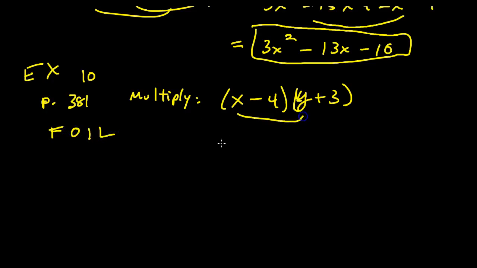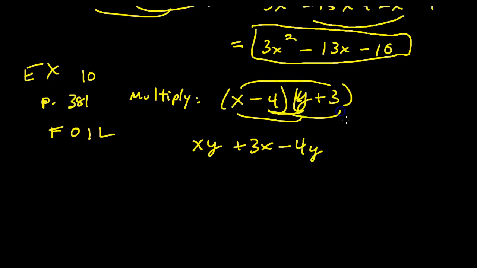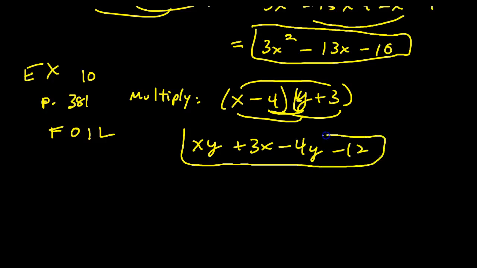First product is xy. Right? Outer product is plus 3x. Inner product is minus 4y. And the last product is minus 12. All right, notice none of these are like terms. None of these can be combined. So this is our final answer. It's a 4-term polynomial.